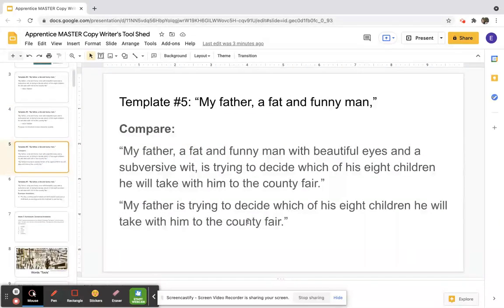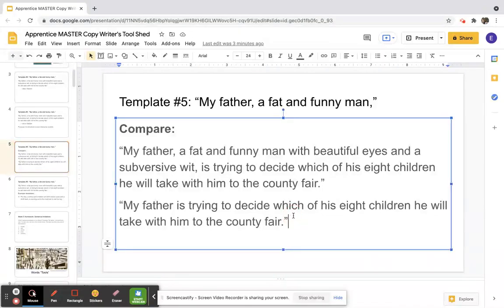Let's compare. What would it be like if we didn't have that parenthetical clause between the commas? Instead of my father, a fat and funny man with beautiful eyes and a subversive wit, we would just get my father is trying to decide which of his 8 children he will take with him to the county fair. And this sentence is, of course, a totally fine sentence. But I am left to picture whatever I happen to picture for the father.